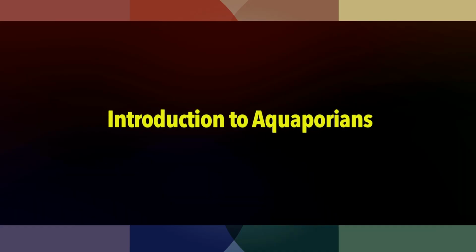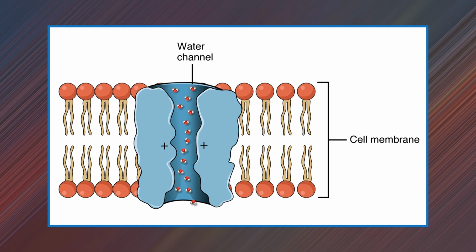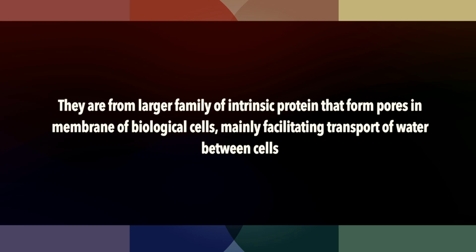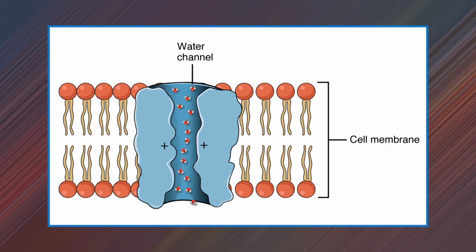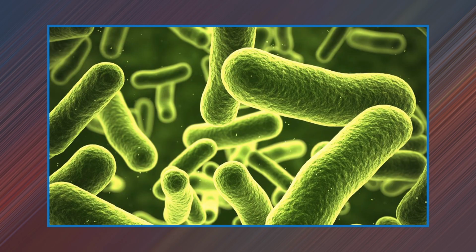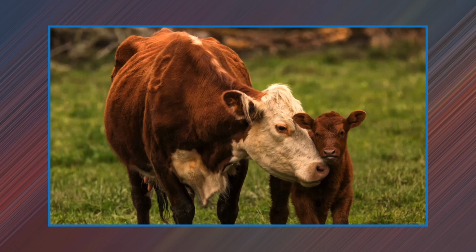Now, let's start with a brief introduction of aquaporins. Aquaporins are membrane water channels that play critical roles in controlling the water contents of cells. They are from a larger family of intrinsic proteins that form pores in the membrane of biological cells, mainly facilitating transport of water between cells. These channels are widely distributed in all kingdoms of life, including bacteria, plants, and animals.